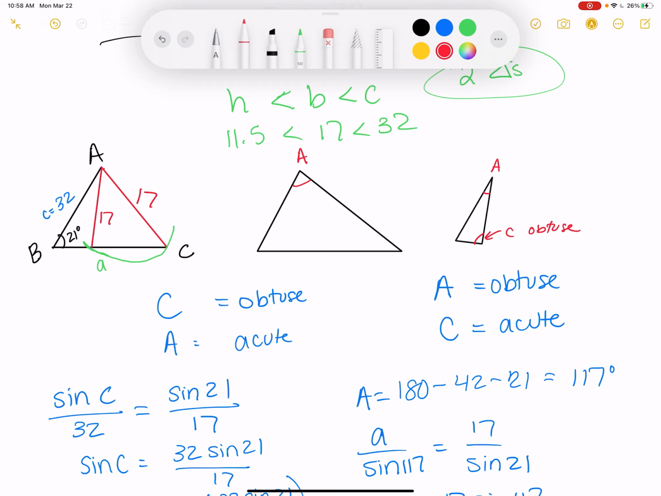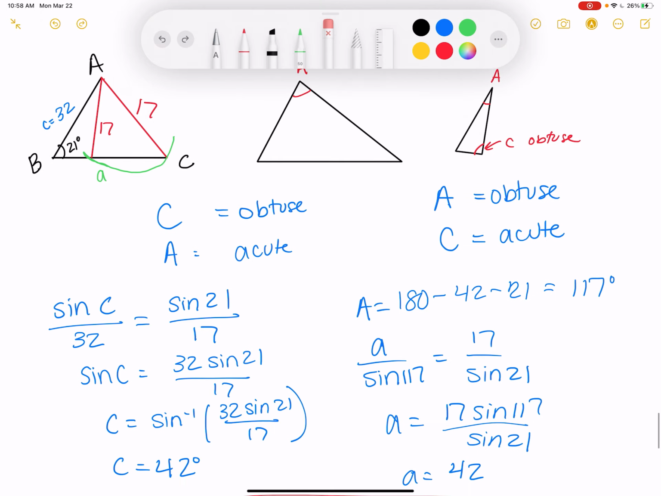Does that make sense? Okay, my question now is, is the big triangle just the triangle in red or the entire thing? The big triangle is the entire thing, the whole thing. Okay, that's why I thought C was 17, because I thought we were ignoring this middle part. Ignore that when you're doing the big triangle. Okay, that was my question. Thank you.